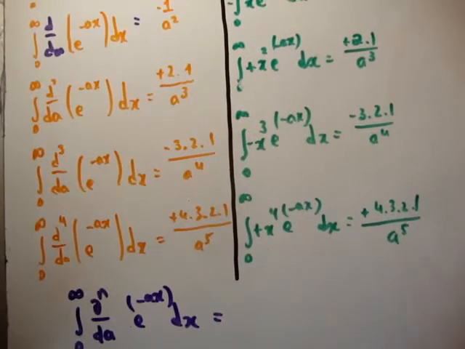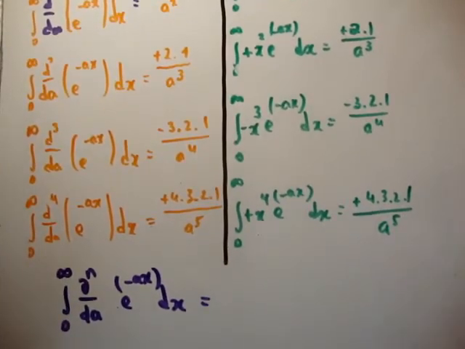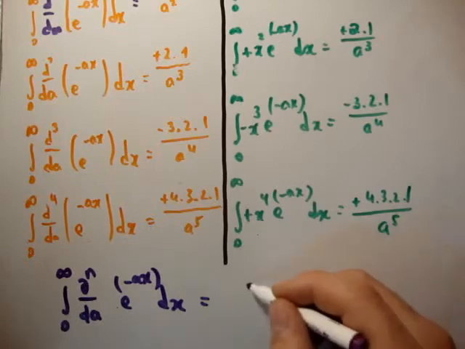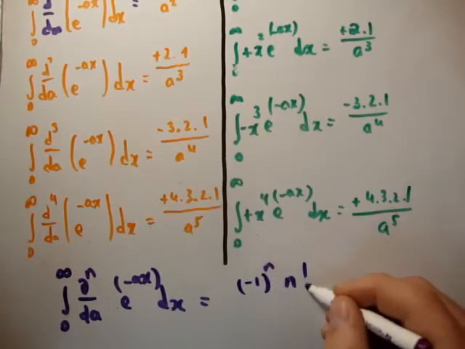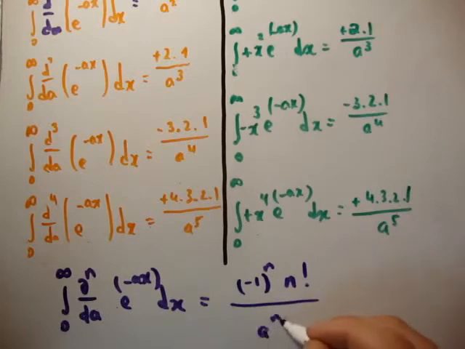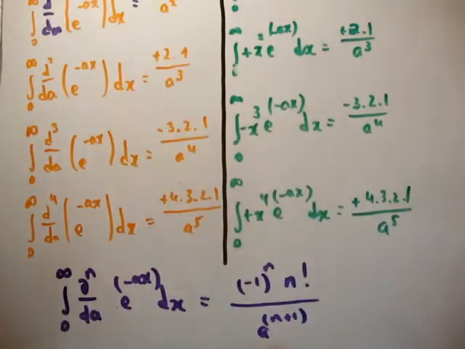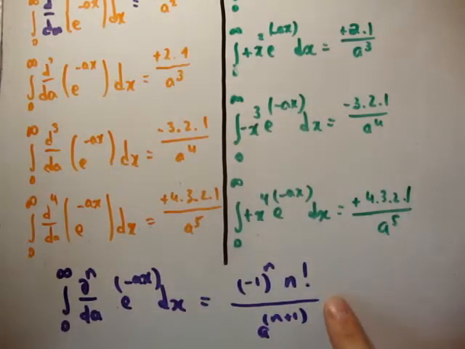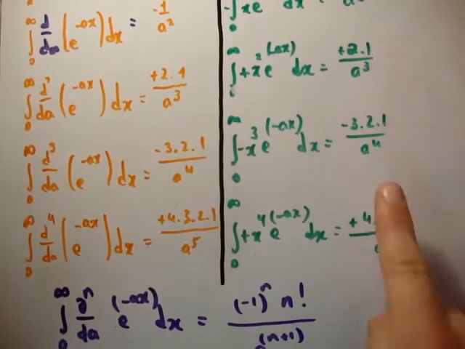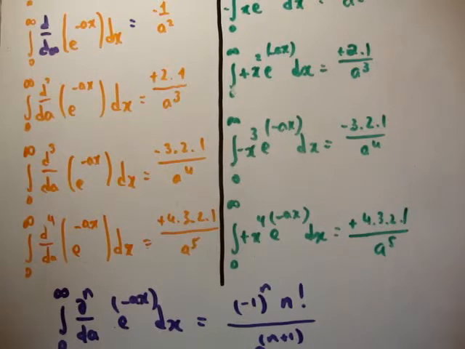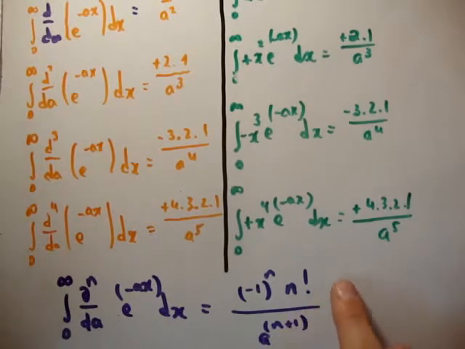If you look at it, there is quite a simple pattern, and the simple pattern is that it's minus 1 to the n, factorial, divided by a to the n plus 1. That's the pattern. Now, the next thing is, we know that all of these give us this particular expression. But this expression also accounts for all of these answers on the right hand side. So that means that this integral must equal this integral, and equals this here.